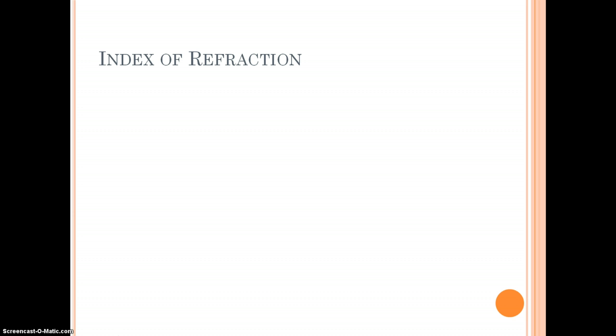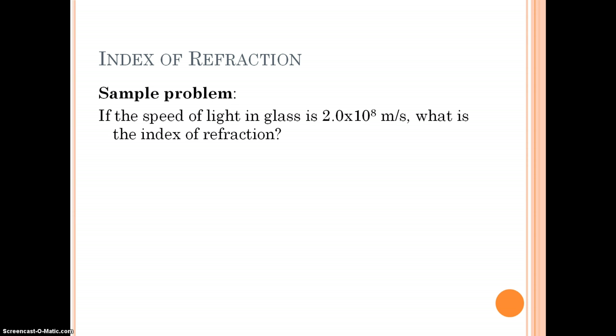So here's a quick sample problem on index of refraction, and this is a pretty easy one, but you'll see problems like this, so I want to make sure that you know how they work. So here they give you the speed of light in glass is 2 times 10 to the 8th meters per second. What is the index of refraction? By the way, if you see the speed of light in glass and it's a different number, don't panic, because there's a lot of different kinds of glass, and different types of glass are going to have different speeds of light. So there could be a number of different values used for that.